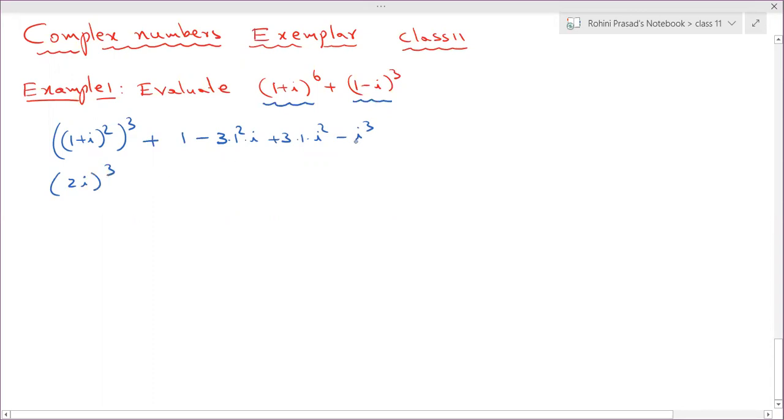And i squared is minus 1, so minus 3 and plus 1 is minus 2. And i cubed is minus i, so minus 3i plus i is minus 2i. And i cubed is again minus i. So minus 8i, minus 2, minus 2i. So the result is minus 2 minus 10i. That's the answer.